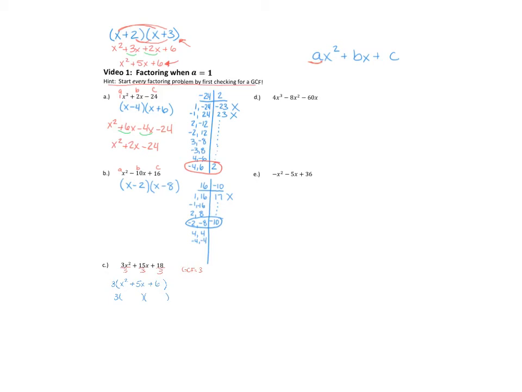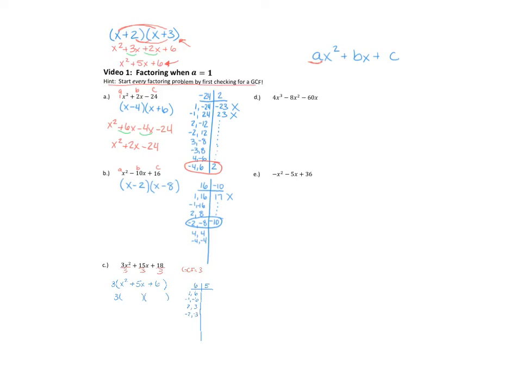Okay, so now from here, looking inside the parentheses, I now have a trinomial where A is equal to 1. So I can go back to my process of making a t-chart and looking for what multiplies to C, which in this case is a positive 6, and adds to B, which is a positive 5. So again, I go through listing all my different options of factors that will multiply to give me a positive 6 until I find the correct combination that will add to give me a positive 5.